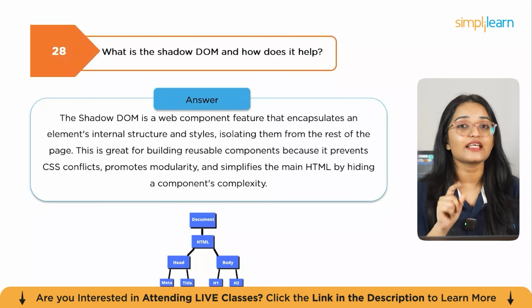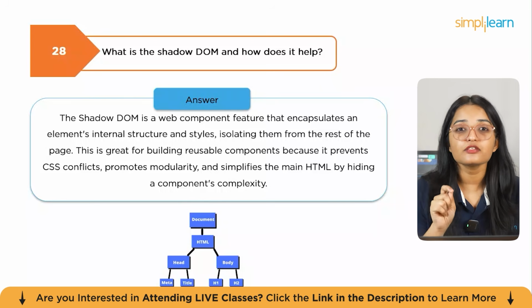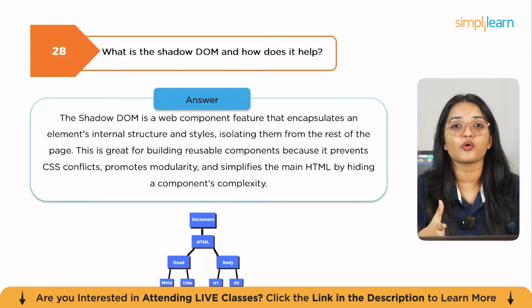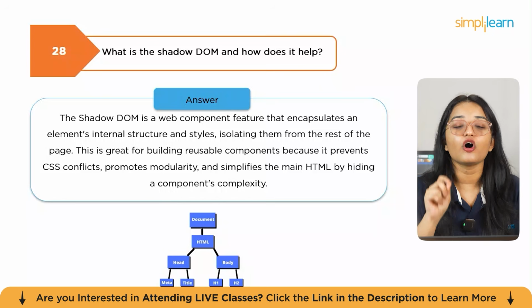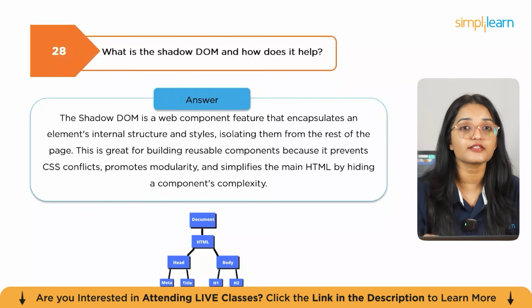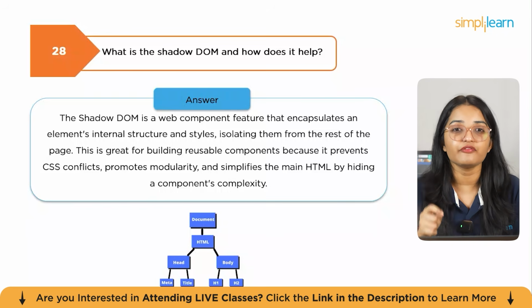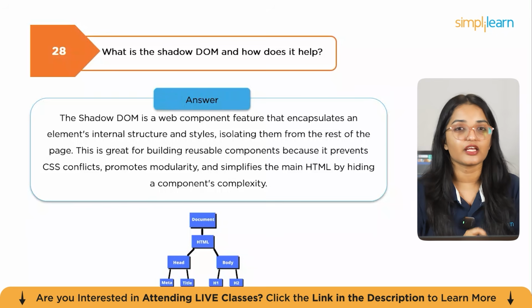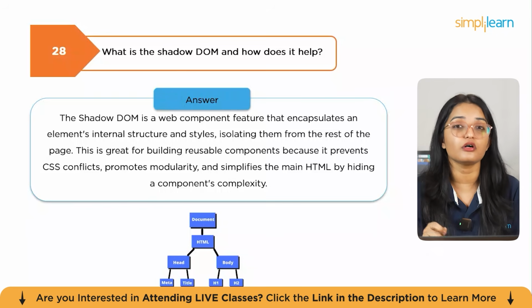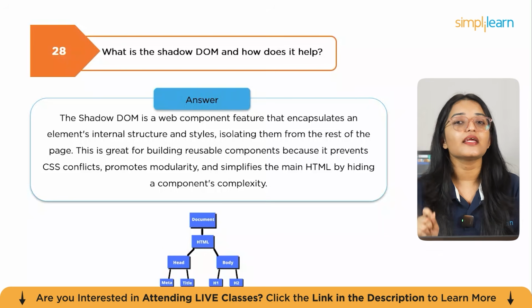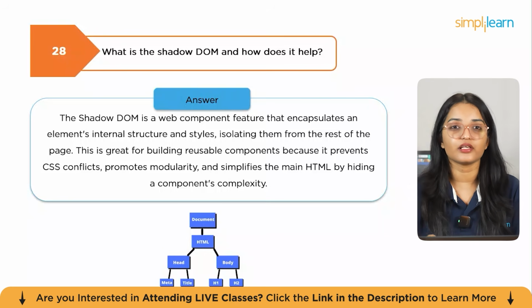The first one is encapsulation. It prevents CSS rules from leaking out and affecting other parts of the page, ensuring a component's style is self-contained. Second, we've got modularity. It allows you to build a reusable component without worrying about naming conflicts or external styles interfering with it. Then simplification. It hides the complexity of a component's internal structure from the main document, making the overall HTML much clearer.